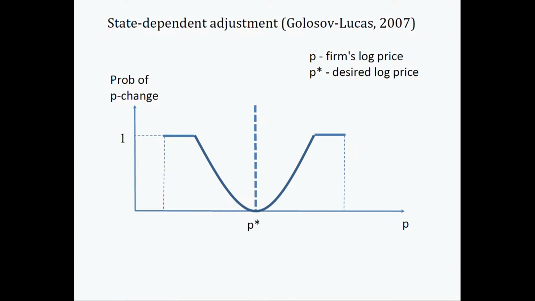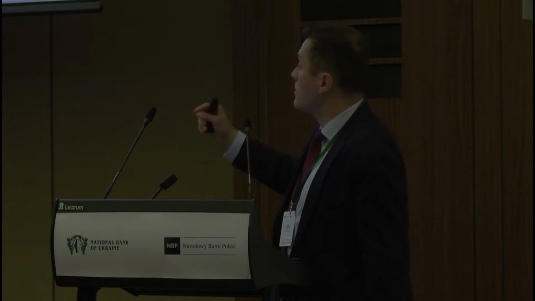So the probability of adjusting that price is going to be low. And it's going to be increasing the farther this price is from the desired price. And eventually, if it's far away, the adjustment probability is 1. I'm a retailer, I'm going to adjust that price for sure. So you see that at the extremes there, the probability of a price change is 1. Okay? So this relationship of probability of adjustment to the price is very different from the flat one in the Calvo model.